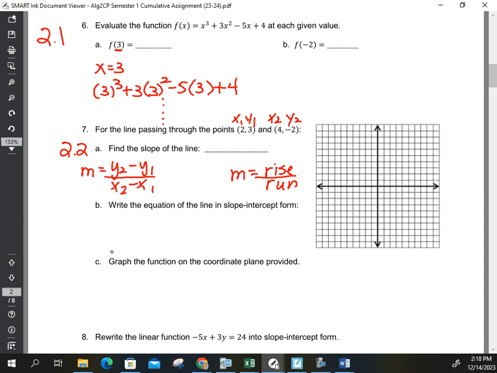Write the equation in slope-intercept form. Once you have the slope, you need the y-intercept. That's from section 2.4. We use y equals mx plus b. Plug in the slope, plug in the x, plug in the y, solve the equation for b. And then you write the equation using your slope and whatever your b value was.